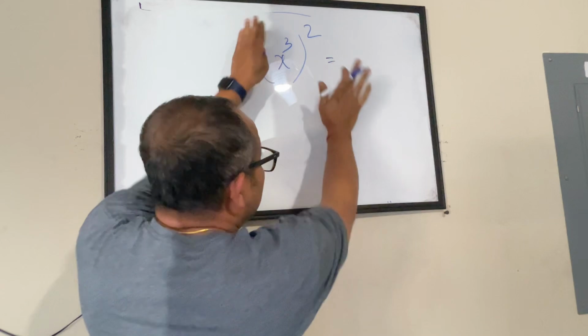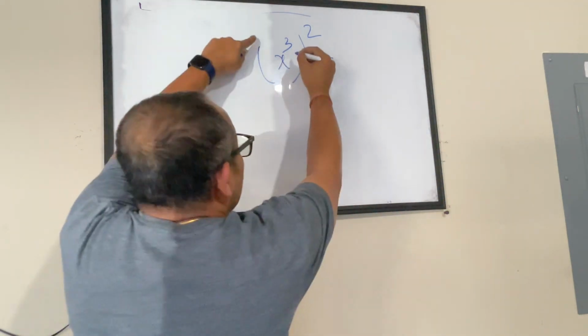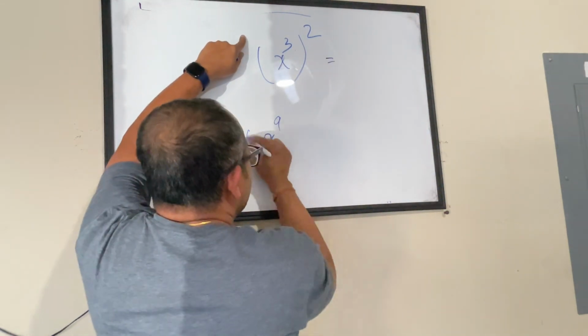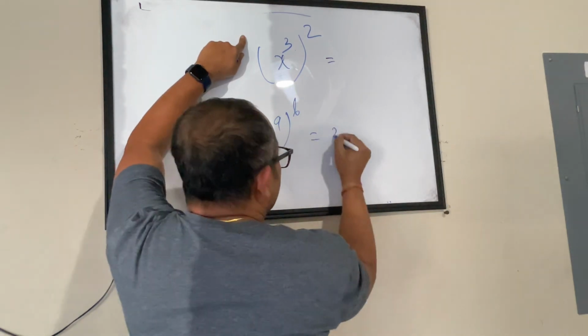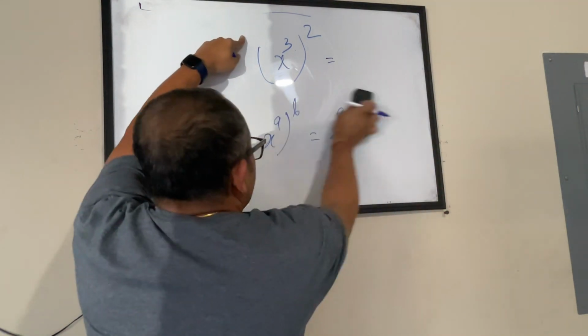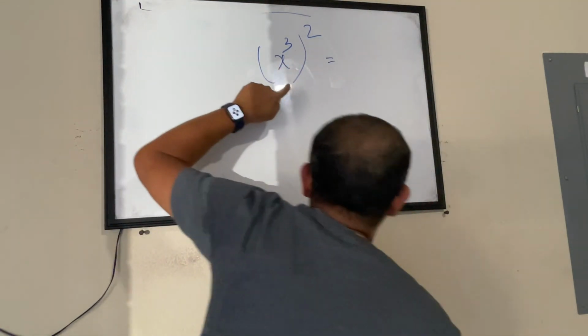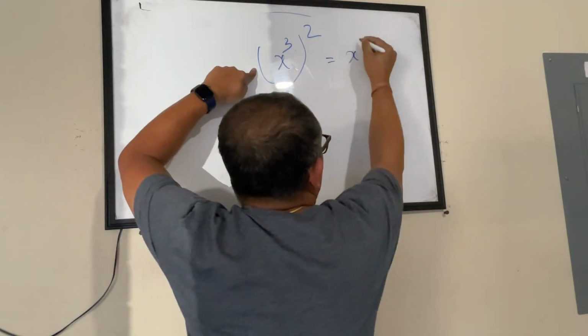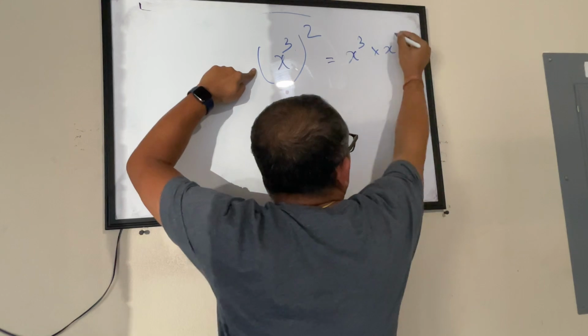Okay. Let's make it simple. It's always, when you have x to the power a to the power b, it becomes x to the power a into b. Why? Because when you have this, what will it break down to? It will become x to the power 3 multiplied by x to the power 3. Correct?